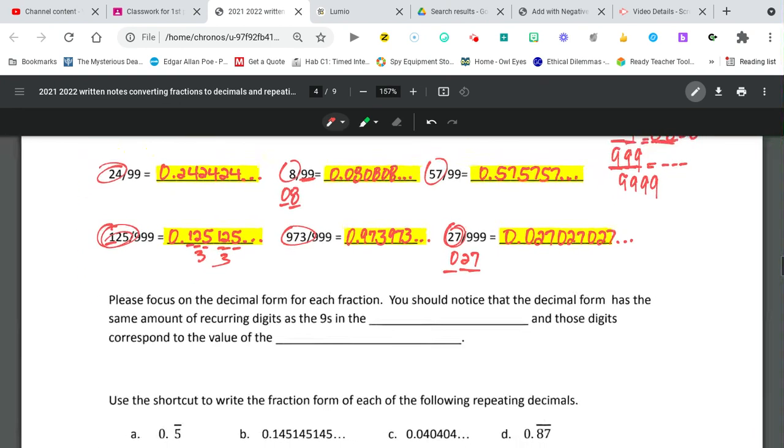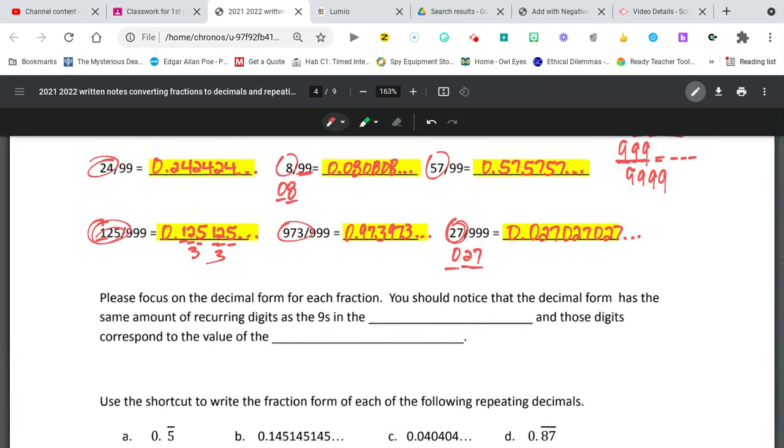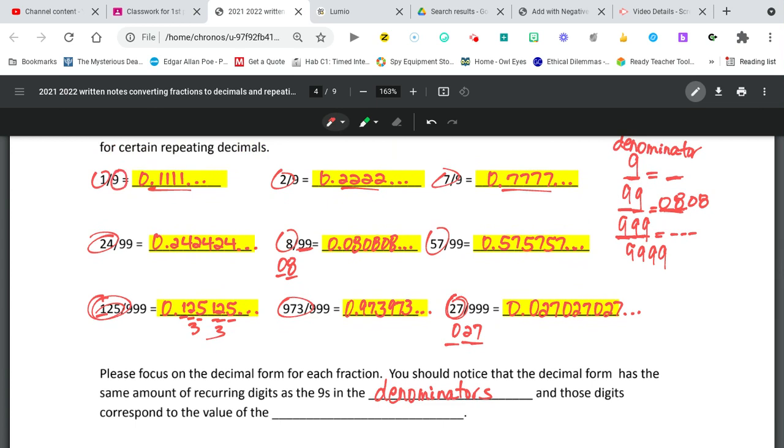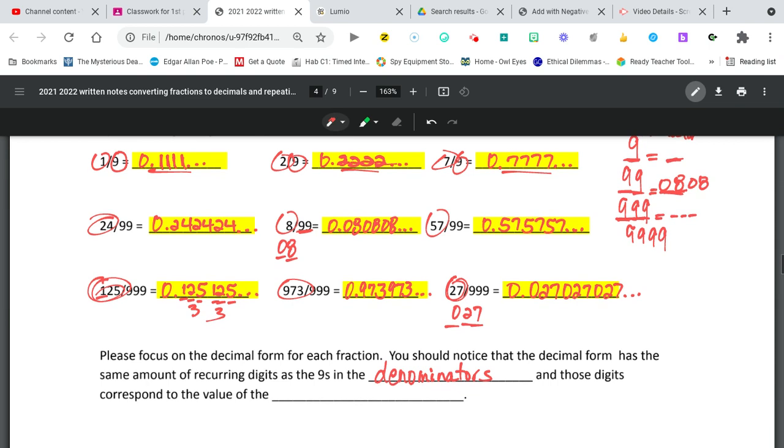Okay, let's take a look at this. Please focus on the decimal form for each fraction, which I have highlighted in yellow. You should notice that the decimal form has the same amount of recurring digits as the nines in the denominator. How many nines are in this denominator? Only one, so you're going to have one digit recurring, and that digit just happens to be your numerator. Here, how many nines do you have in your denominator? 2. So you're going to have 2 digits recurring.